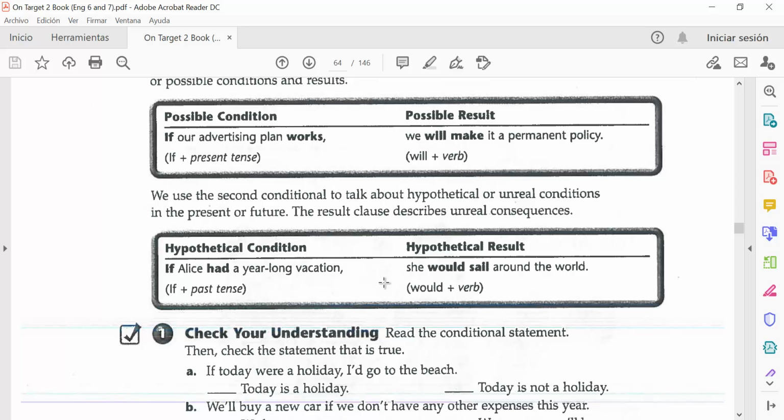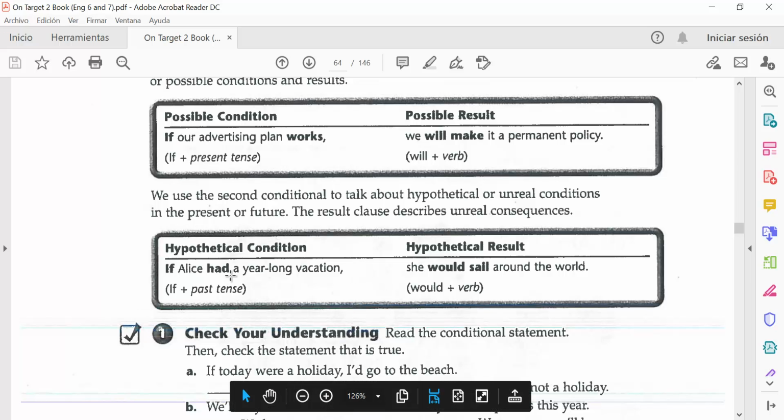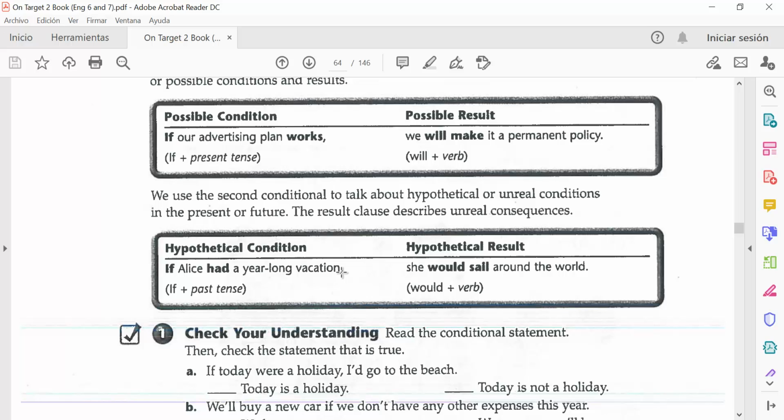Remember, the condition clause, it doesn't matter if it is in the first conditional or in the second conditional, the condition clause always starts with a particle if. Okay? As you can see here in the second part, it says, if Alice had a year-long vacation. You see, we have the particle if, and here we have the simple past. Okay, so that's how you form the condition clause in the second conditional sentence. If plus the simple past in this clause.